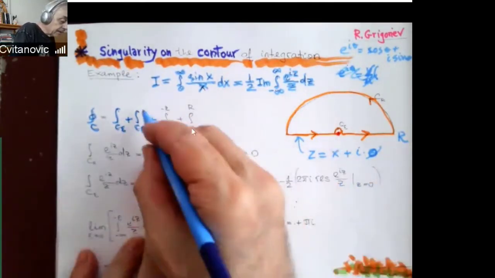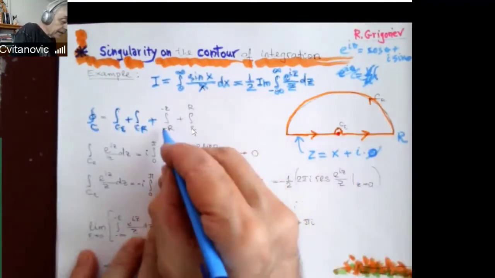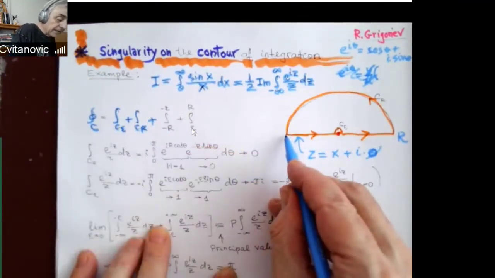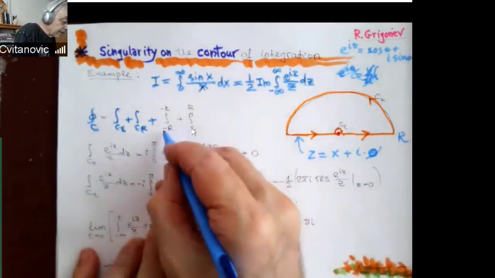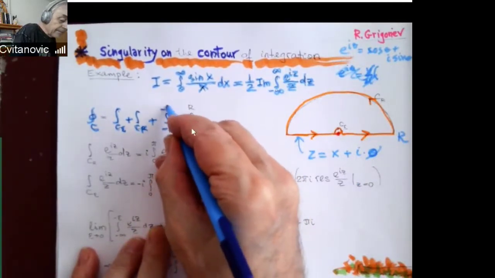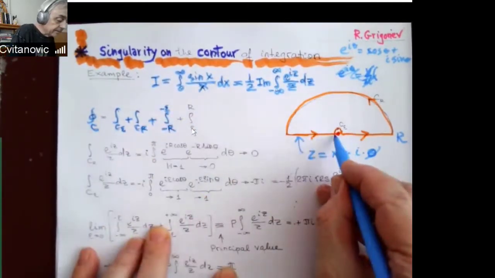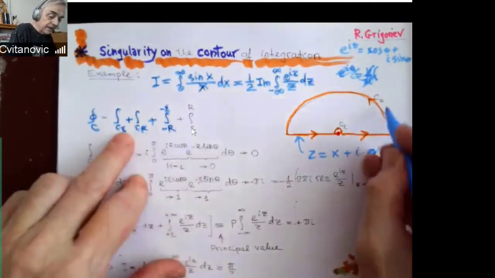So that one starts here and goes away. Then there's a part that starts at minus r. I'll take r to infinity eventually. Minus r, to here. This is this part, C_R.